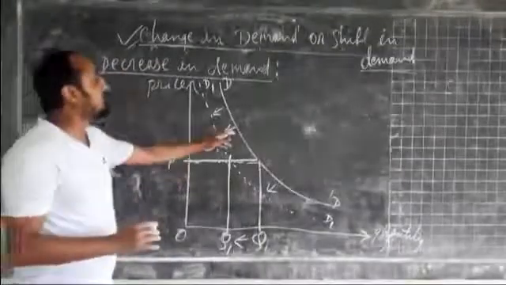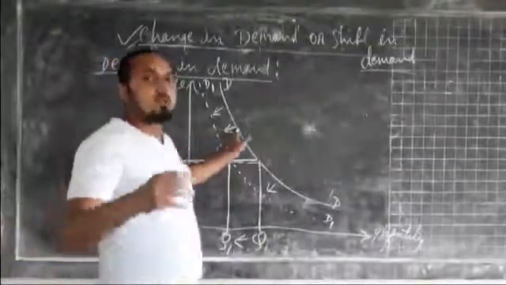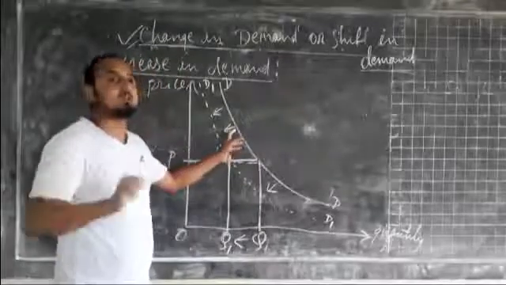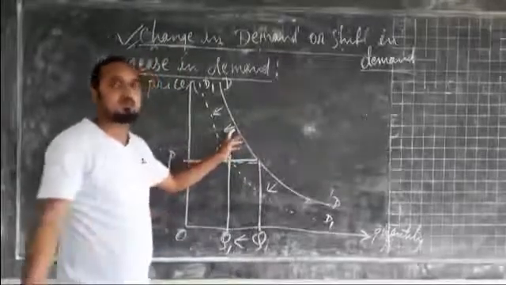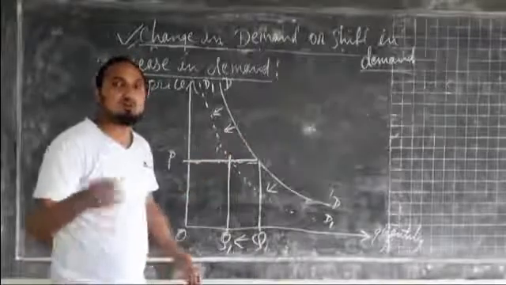The quantity demand is decreasing due to decrease in other factors. Either it may be income of the consumer, taste and preference, or any other factor.